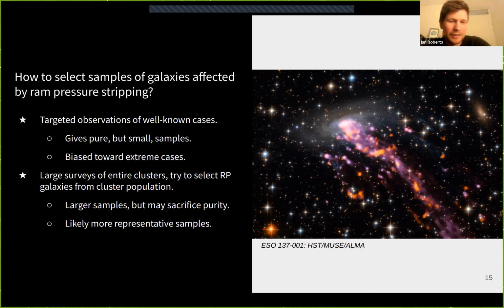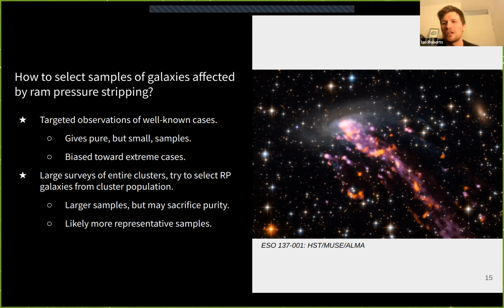So another approach, I would argue, is to try and, instead of observing individual galaxies, survey entire galaxy clusters, or even samples of entire galaxy clusters, and then look at all of the galaxies in those systems and try and find the ones that you think are experiencing ram pressure stripping. So this will give you larger samples. You are looking through a much, much larger sample of galaxies, but you're probably going to sacrifice purity. You need to be doing some type of observation where you can actually identify whether that galaxy is undergoing ram pressure stripping or not.